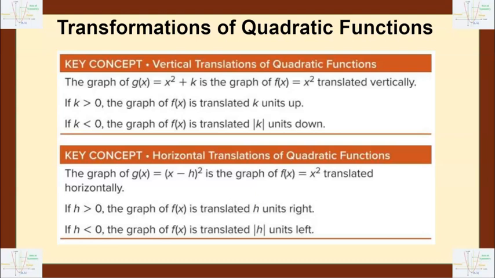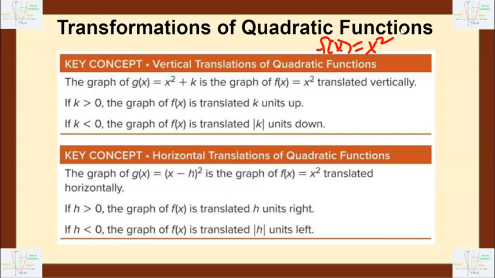Transformations of quadratic functions. What do they mean by transformations of a quadratic function? It just means the movement of the parent function. The parent function of a quadratic function would be f of x equaling x squared. Now, you can graph and write different functions that are based off of the parent function.